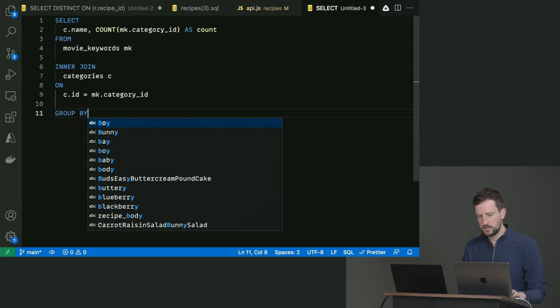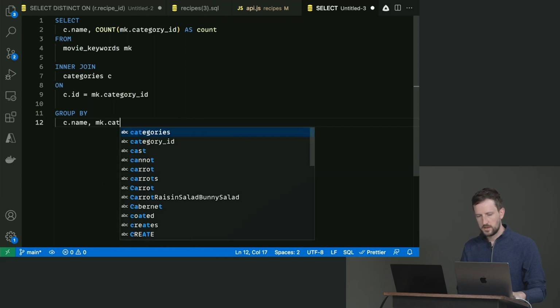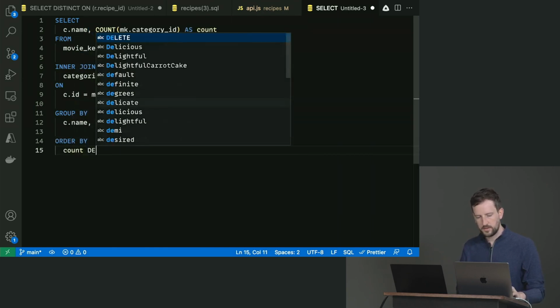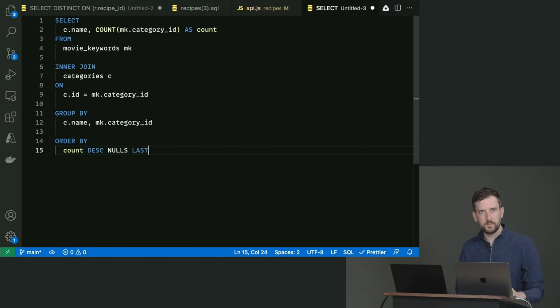Group by c.name, mk.category ID. Order by, again, count will never be null, so we don't have to worry about nulls last or anything like that. Doesn't hurt to put it here. Probably incurs a little bit of extra work on Postgres's part, but doesn't actually really matter. Limit 10 or something like that.